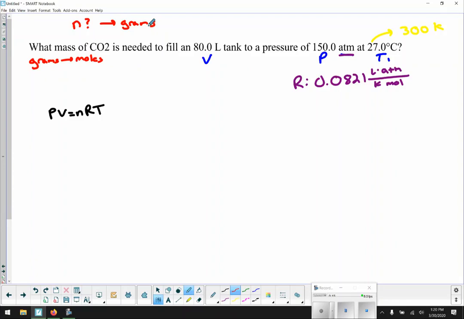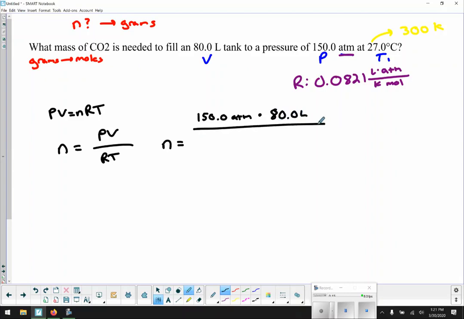So we're going to rearrange this equation for n. n equals PV over RT. And again, here we have all the other numbers we need, so we just plug them in. n equals the 150 atmospheres times the volume, which is 80 liters, divided by our gas constant, 0.0821 liter atmospheres over Kelvin mole, and then finally, times our temperature, and our temperature is 300 Kelvin.